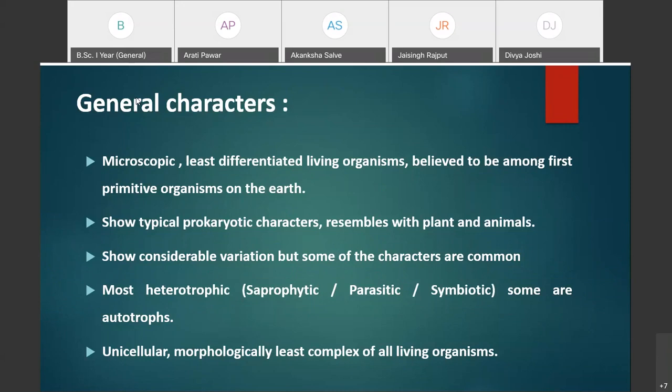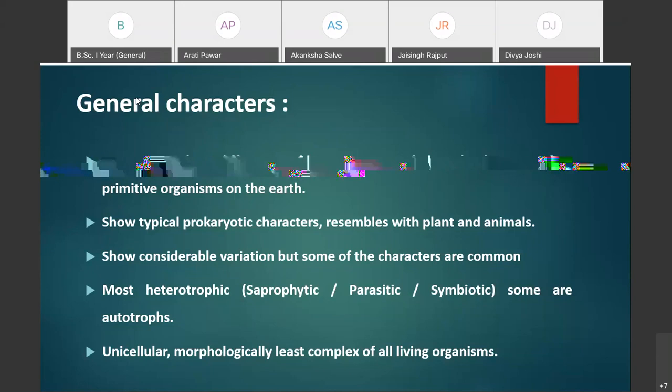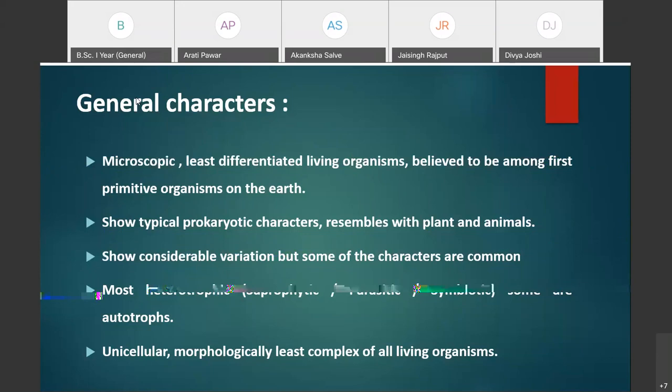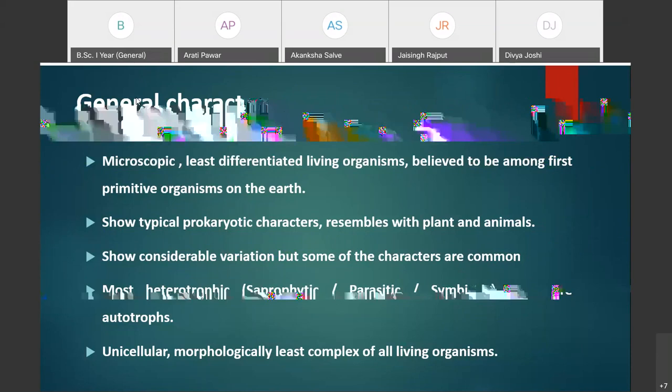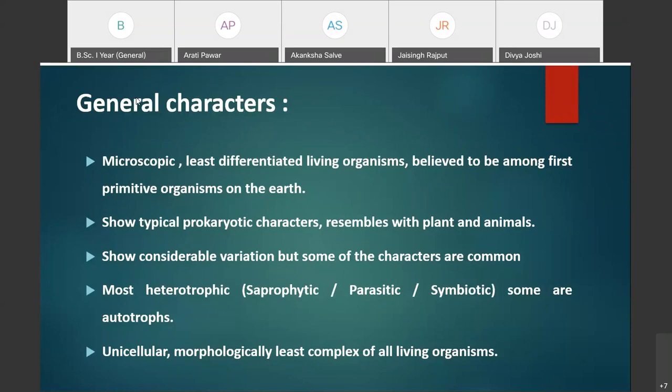A large number of bacteria have been discovered and reported up till now, and they show considerable variation in their characters, but some of the characters of these various bacteria are common. Here we are discussing the general characters. We are discussing some of the common characters of the bacteria.